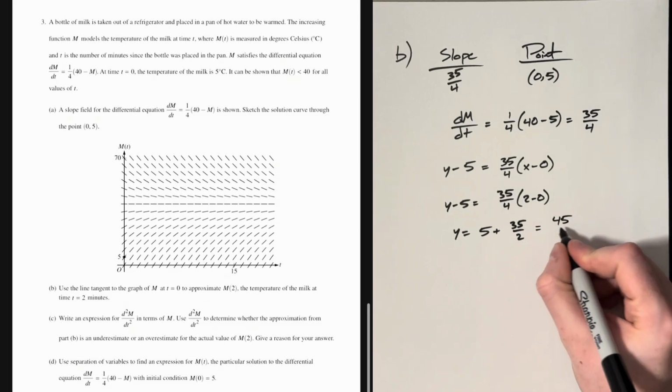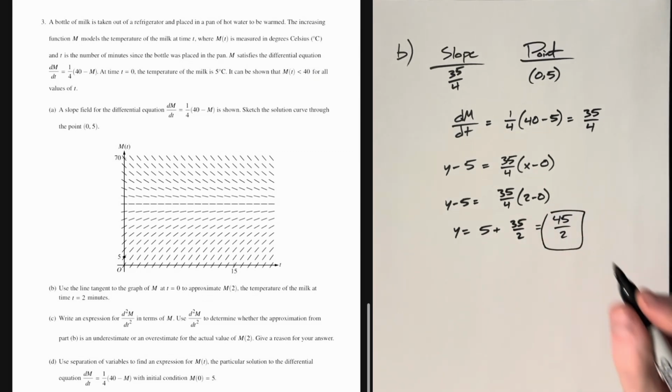So that gives me my final answer of 45/2. And that is my approximation for the temperature of the milk at t equals 2 minutes. Like we kind of talked about, we need to find the slope. They give us the point. Once we find the slope, we just plug in a point to get the correct answer.